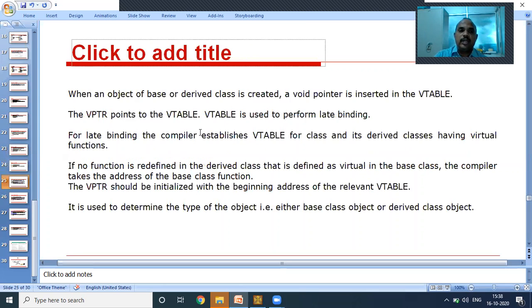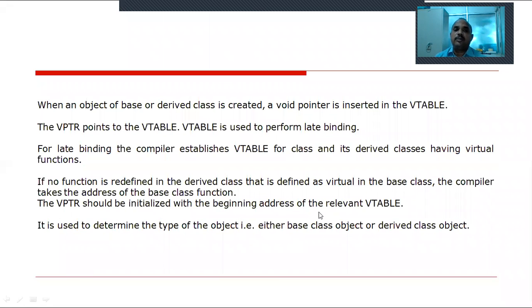So when an object of a base or derived class is created, a virtual pointer is inserted. The virtual pointer points to the virtual table. The virtual table is used to perform late binding.